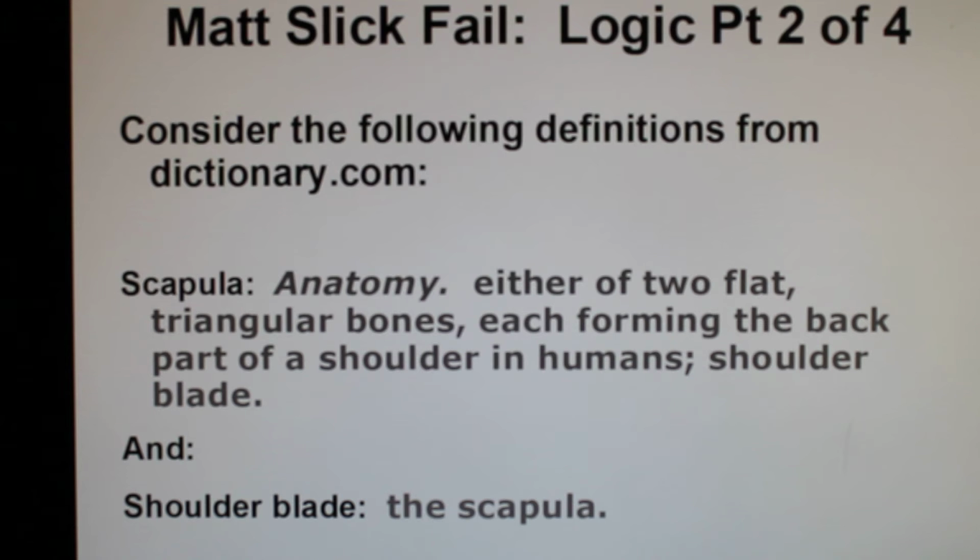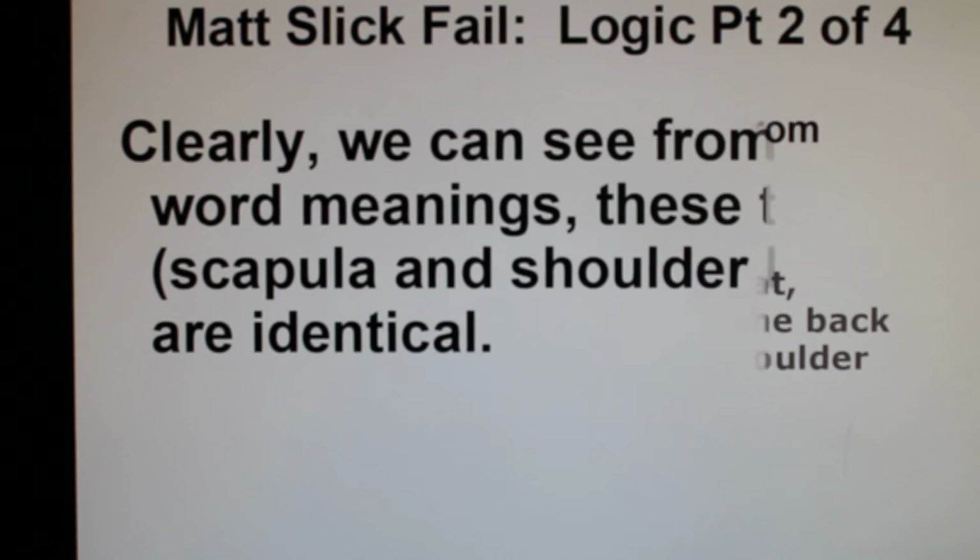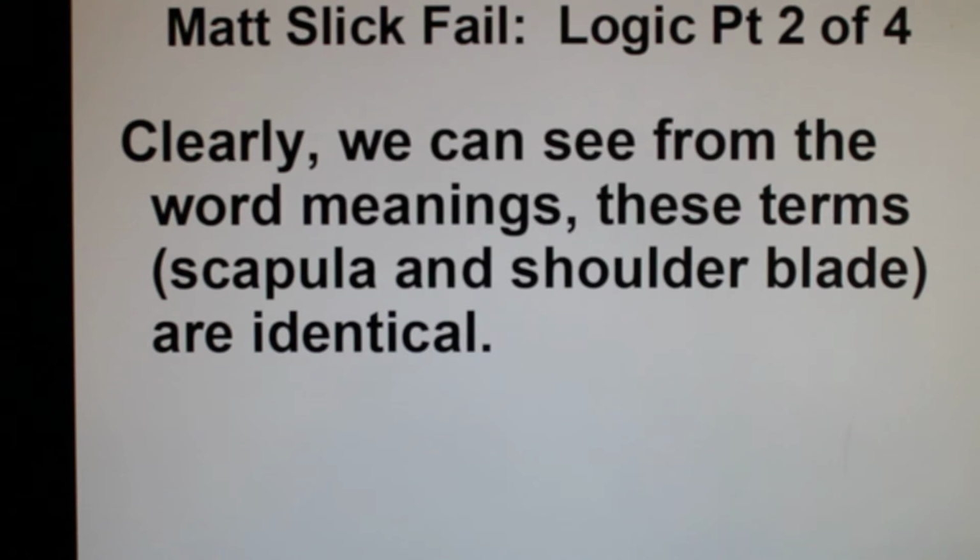Consider the following definitions from dictionary.com. Scapula, anatomy: either of two flat triangular bones, each forming the back part of the shoulder in humans; the shoulder blade. And shoulder blade: the scapula. Clearly we can see from the word meanings that these terms, scapula and shoulder blade, are identical.